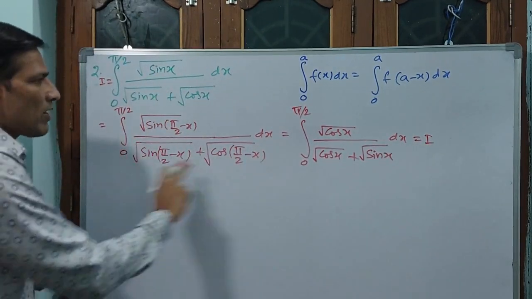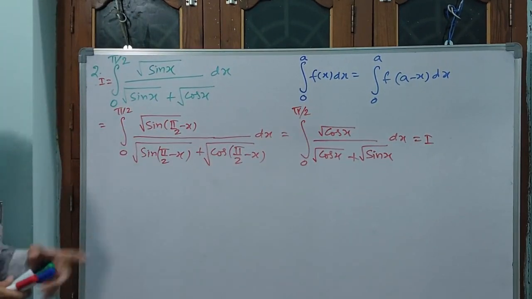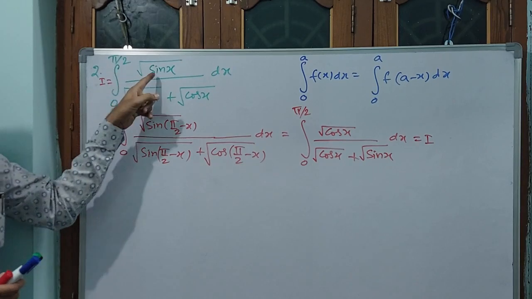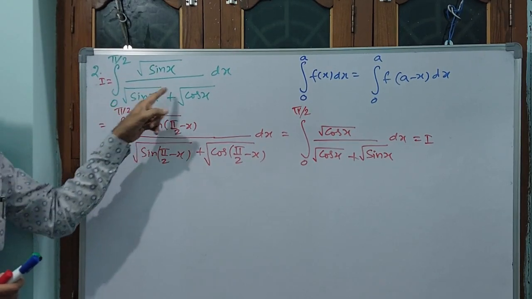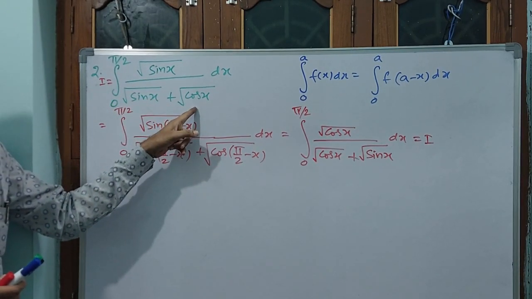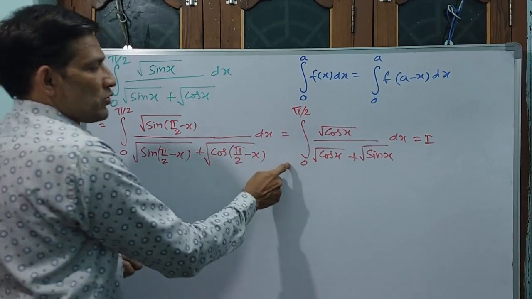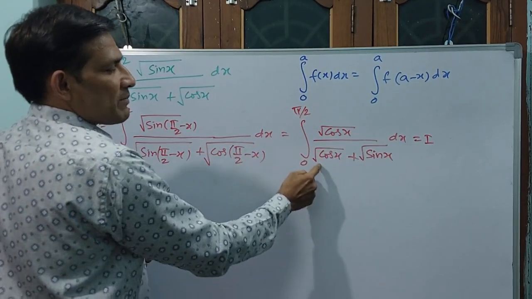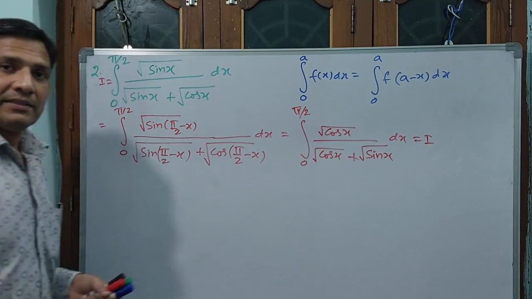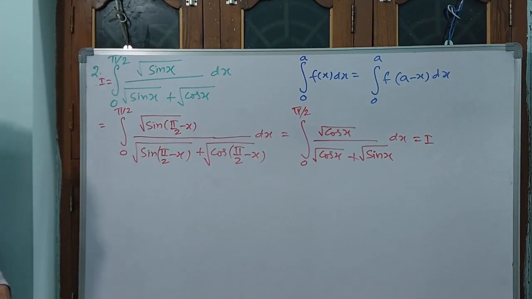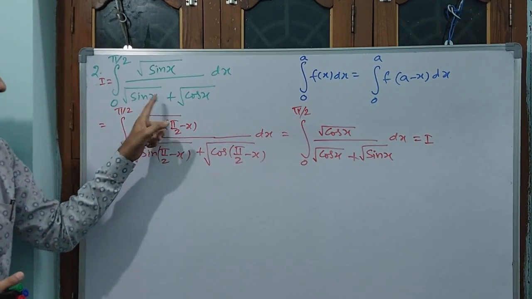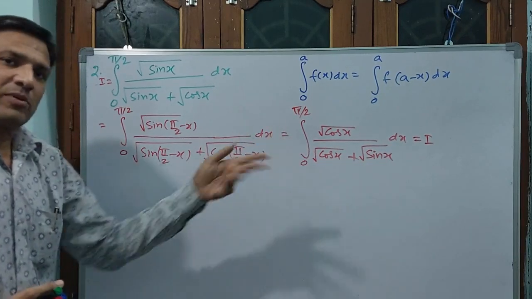Now this is also I only. Why? Because this only we have changed like this. That means I is equal to integral 0 to pi by 2 of square root of sin x over square root of sin x plus square root of cos x. Again I is equal to integral 0 to pi by 2 of square root of cos x divided by square root of cos x plus sin x. If you observe carefully, denominators are both the same.